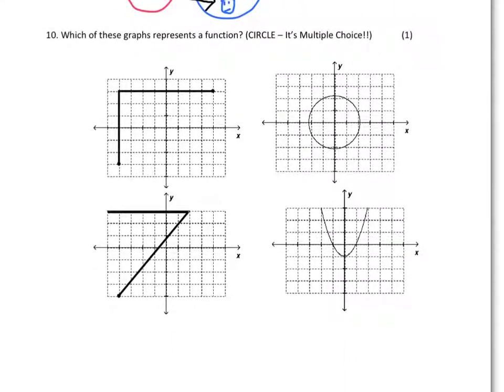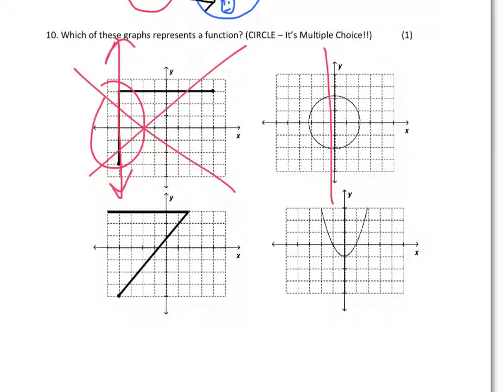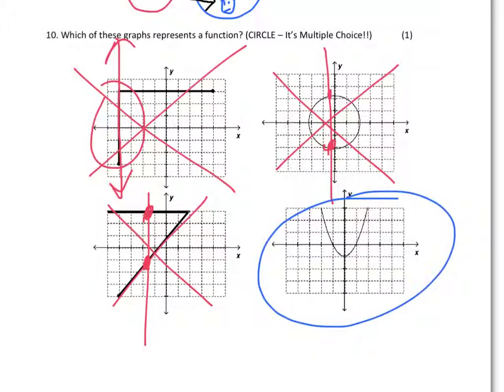Okay, last question. Again, I'm going to use the vertical line test. This one fails the vertical line test because, well, there's a vertical line right there, so this is not working. This fails the vertical line test. Hits more than once, twice, that fails. This one fails the vertical line test. There's 1, 2. And so I'm left with this one by process of elimination, but it also passes the vertical line test since no matter where I draw a vertical line, it only hits at most one time.